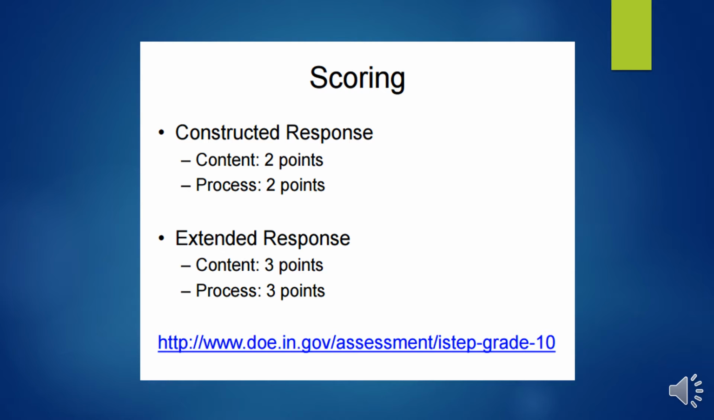There are two types of questions. Constructed response questions receive 2 points for content, that's what you put in your answer, and process, that's how you go about finding your answer. The extended response questions are a little bit longer. They usually have 3 parts. Content is worth 3 points, and process is worth another 3 points. So the constructed response questions, the shorter questions that are usually 1 or 2 parts, are worth a total of 4 points each, while the longer extended response questions are worth a total of 6.